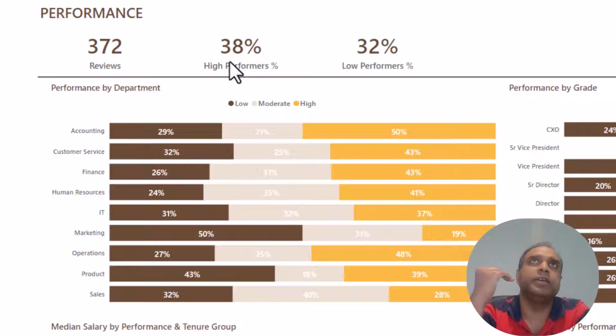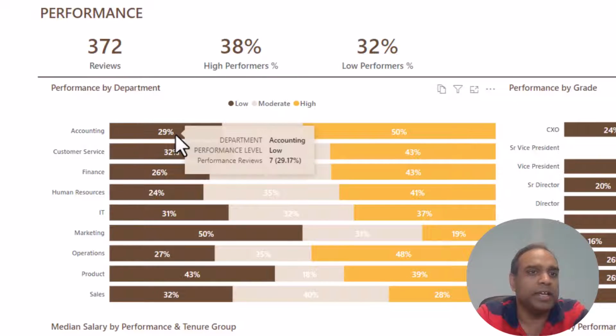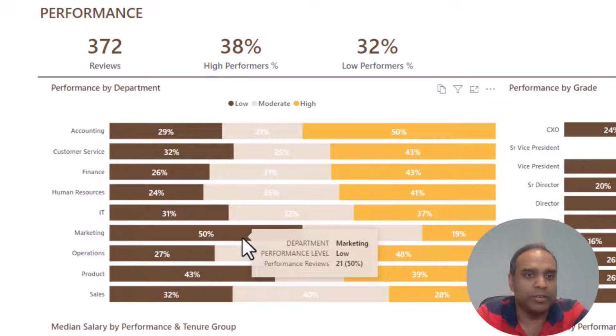So basically, when we were in Excel, when we marked each employee as low, high, or medium, or moderate, we were marking their performance. And this report shows you, for example, accounting department, 29% of them were marked as low performers in this review period. And if I go here for marketing, 50% of them were marked as low. So you can see how the different departments are performing when it comes to performance review.